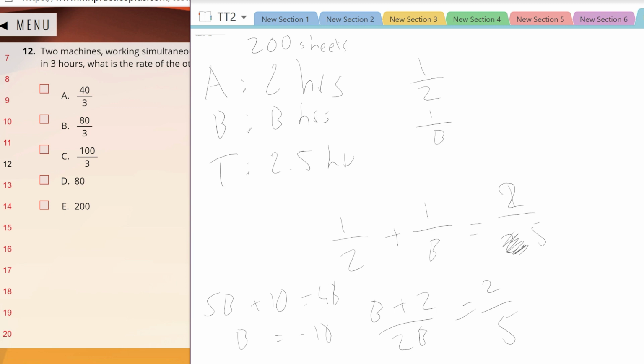Something's gone wrong there. Let's see, 5B plus 10 equals 4B. B equals minus 10. Well, that can't be right. Let's double check that.